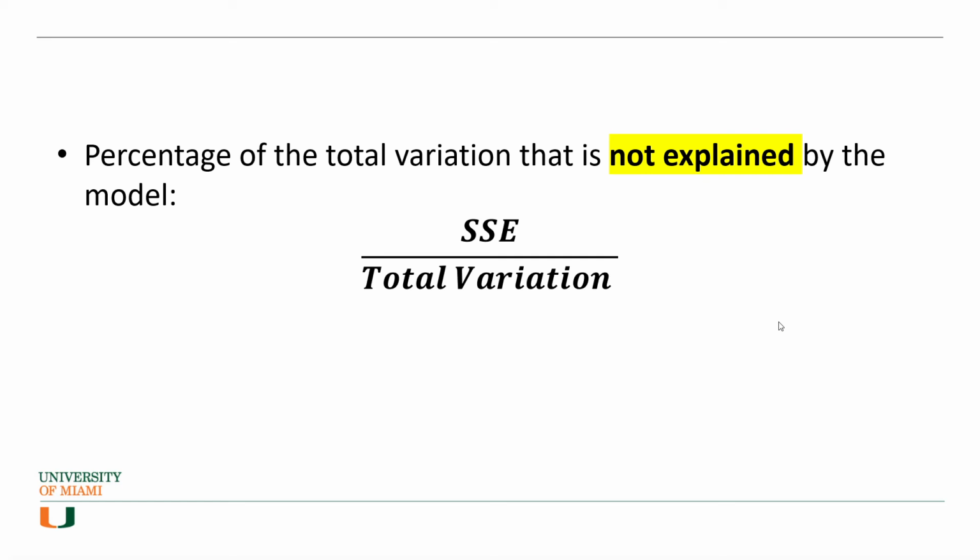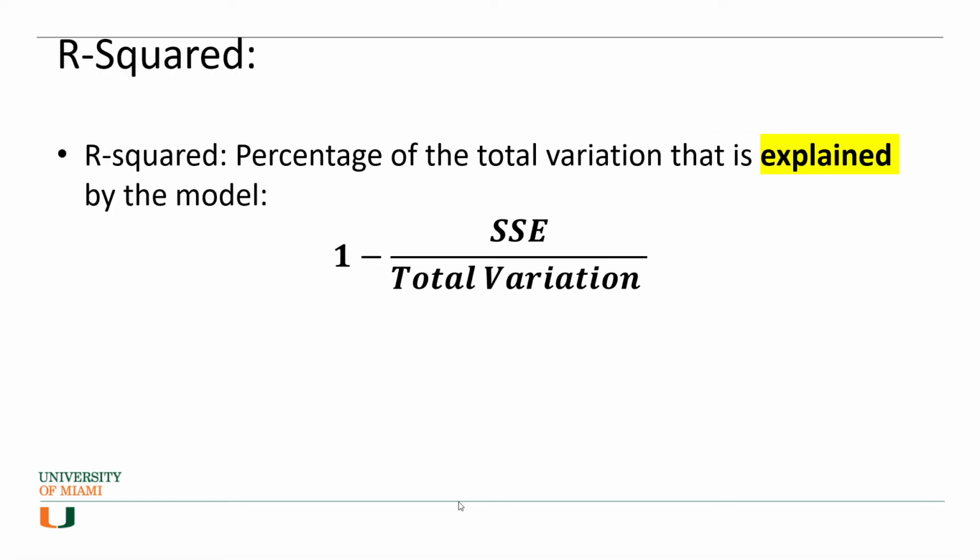Again, note that the SSE is the variation in the data set that our model was not able to explain. Basically, that was the total error of our model, or the total things that the model could not explain. So if SSE divided by the total variation is the percentage of the variation that the model cannot explain, then 1 minus SSE divided by the total variation would be the percentage of the variation that the model can explain, and that is the formula for R squared.